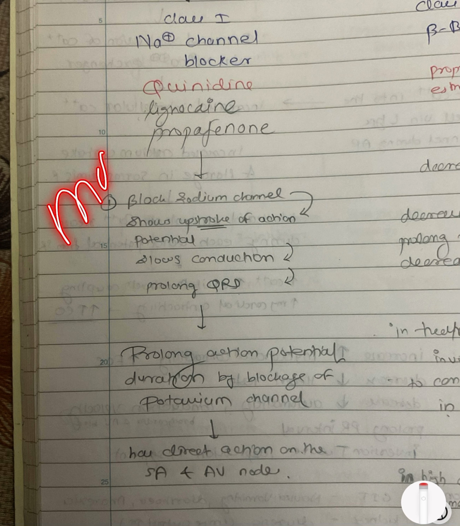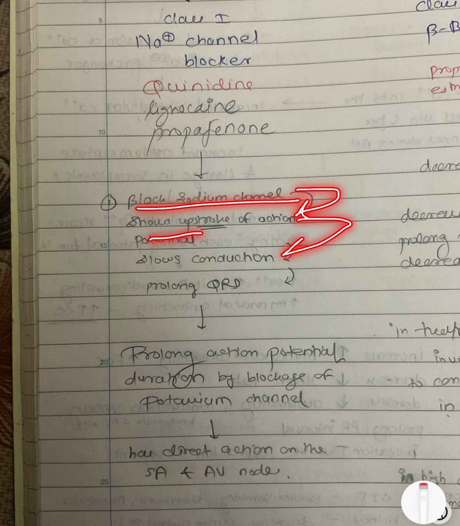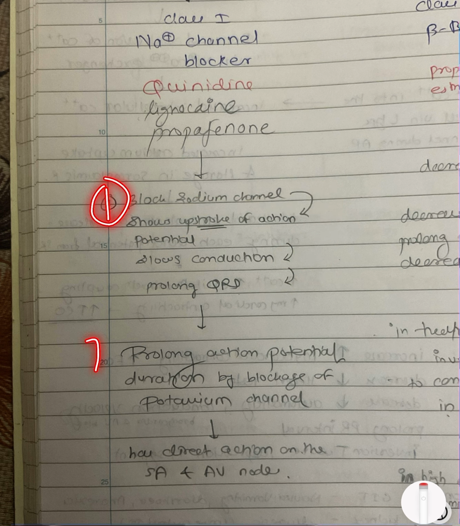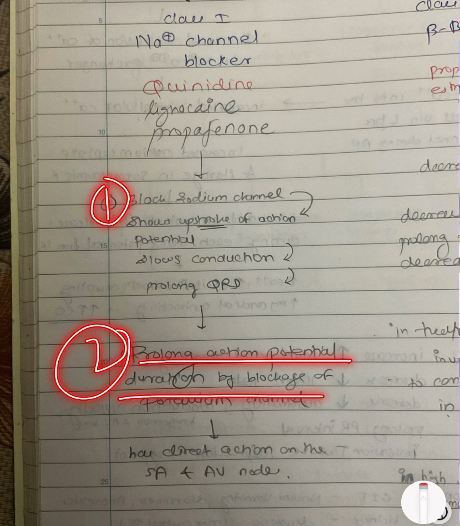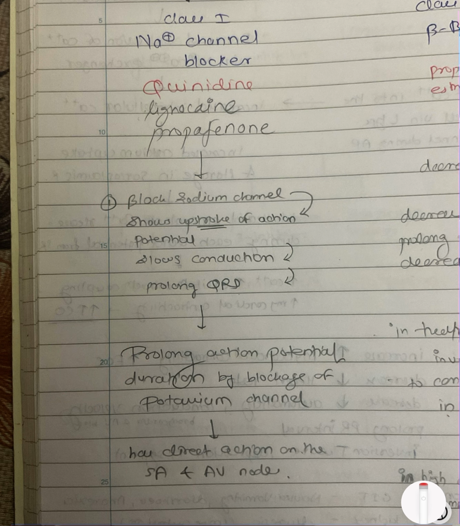The mechanism of action of sodium channel blocker is such that blockage of the sodium channel slows the upstroke of the action potential. That will slow the conduction and prolong the QRS interval in the ECG. That is one method. The second one, it can prolong the action potential duration by blocking the potassium channel. This is the second way. And the third way by which it can be useful is that it has a direct action on the SA node and the AV node both. By this mechanism, the sodium channel blockers help in the disease arrhythmia.